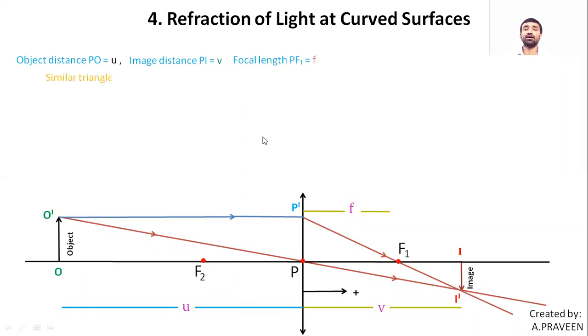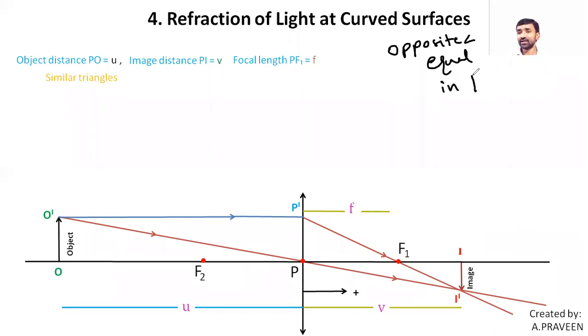Then what are the similar triangles you find in this diagram? Exactly, with the opposite angles. One condition I am applying here: opposite angles are equal in a right angular triangle. How many right angular triangles are there?